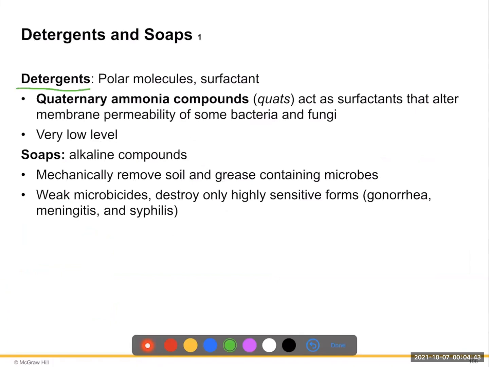Detergents. These are quaternary ammonia compounds. Quaternary means 4. It's quats. Okay. It means there's 4 attachments to the nitrogen atom. That's ammonia. So it's a quaternary ammonia. Active surfaces of surfactants that alter membrane permeability to some bacteria and fungi, very low level. Remember, surfactant is a coating material that allows the surface of membranes to change. So it alters their membrane permeability.